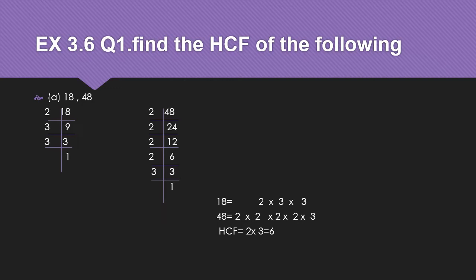Now write the factors of 18, then write the factors of 48. Now circle the common factors of 18 and 48. Now HCF is equal to the product of these common factors 2 and 3. 2 multiplied by 3, that is equal to 6.